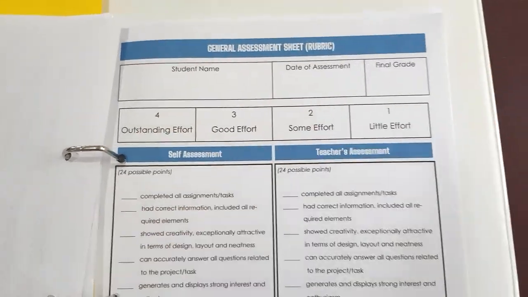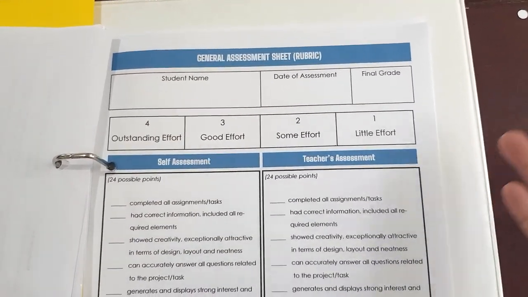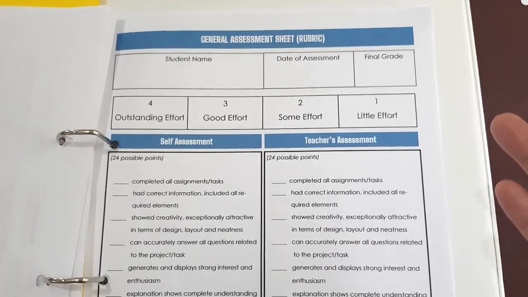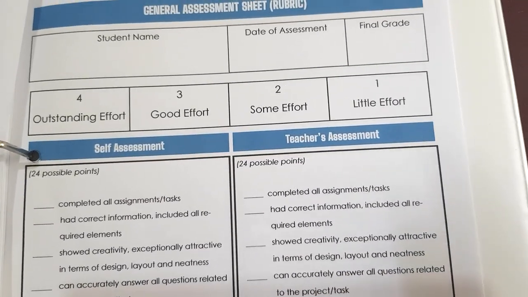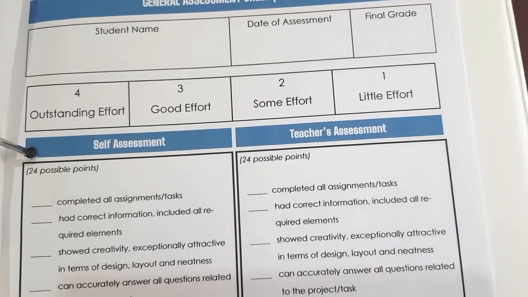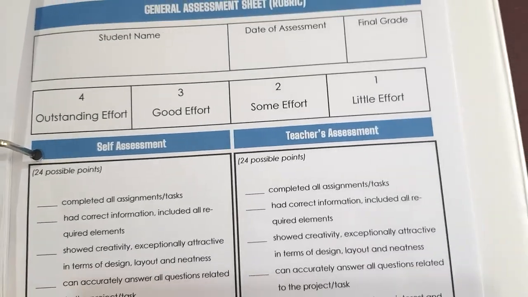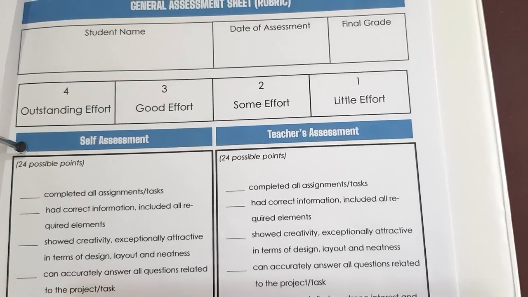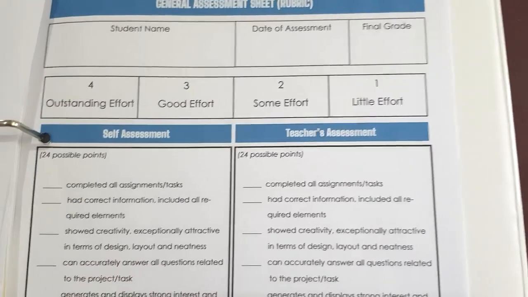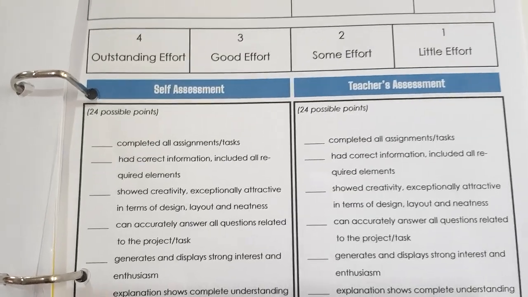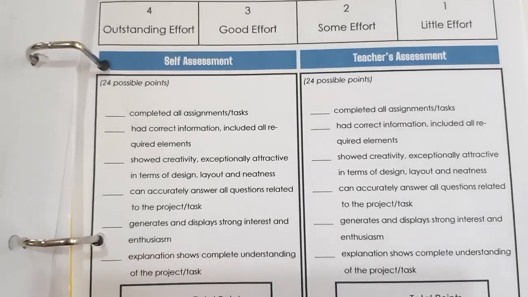So, nandyan yung student name, date of assessment, final grade. Okay, so ito yung sinasabi ko kanina, yung 4, ang ibig sabihin ay outstanding effort. Yung isa naman ay good effort, yung 3. And then yung 2 ay some effort, yung 1 ay little effort. Okay? And then I have here yung self-assessment.